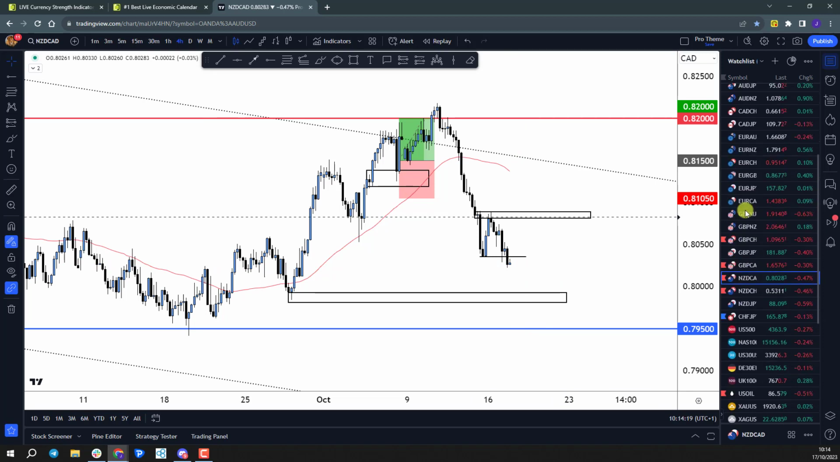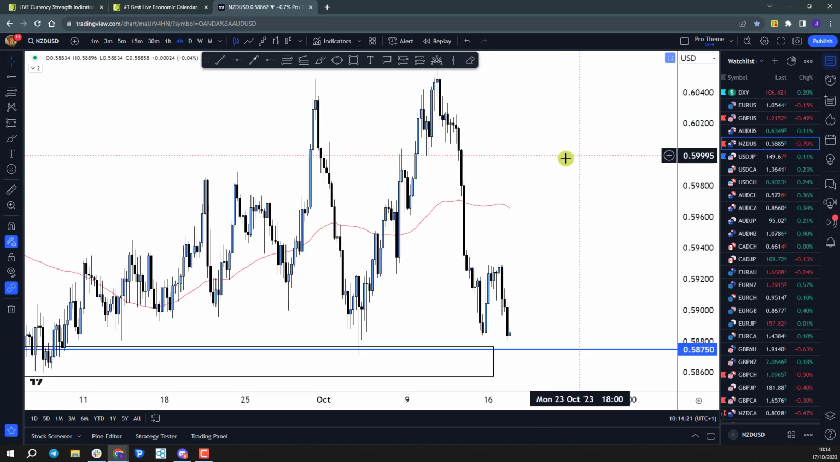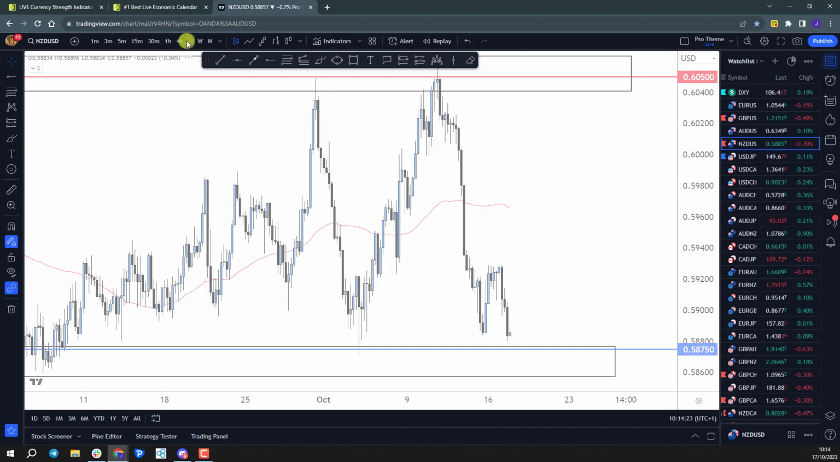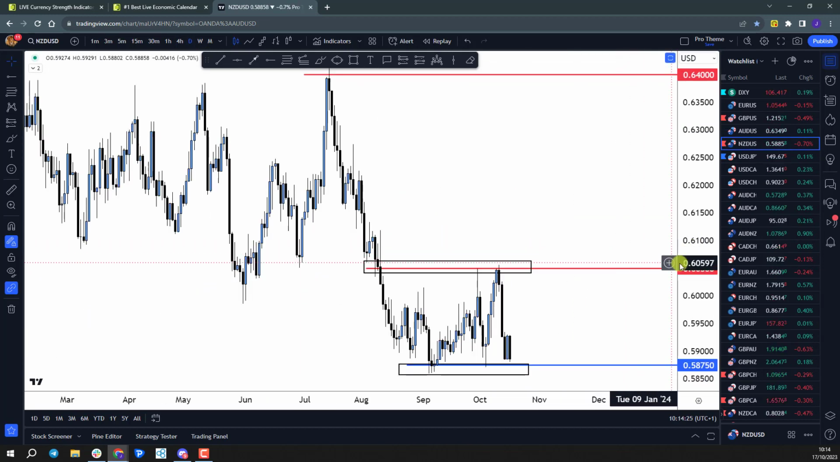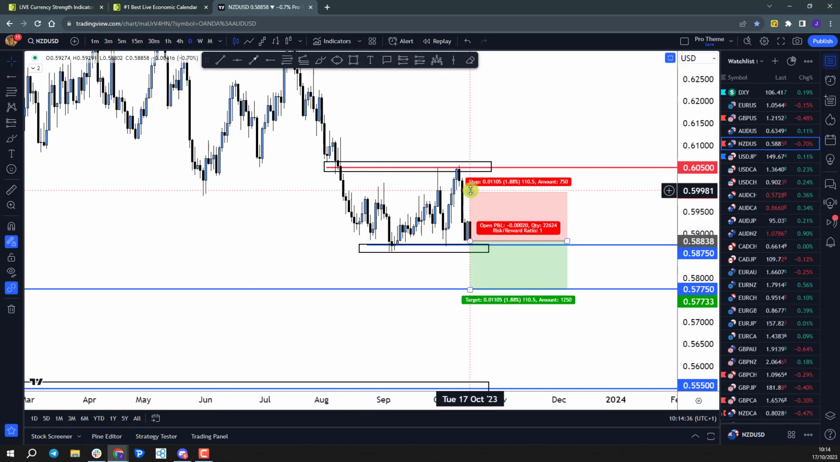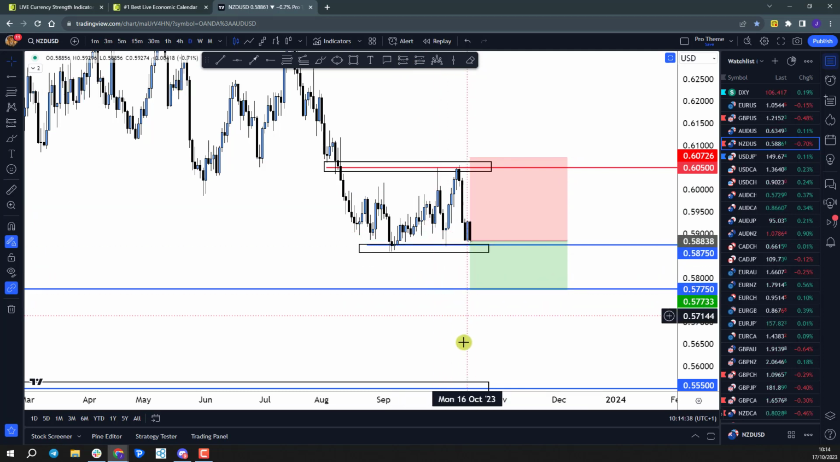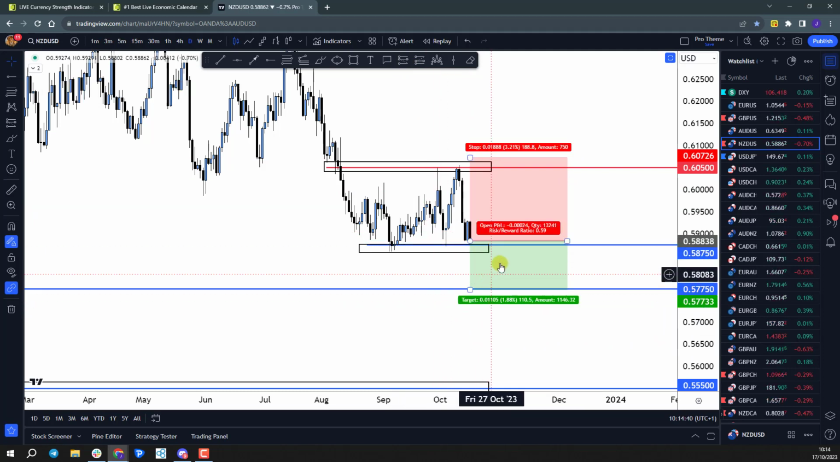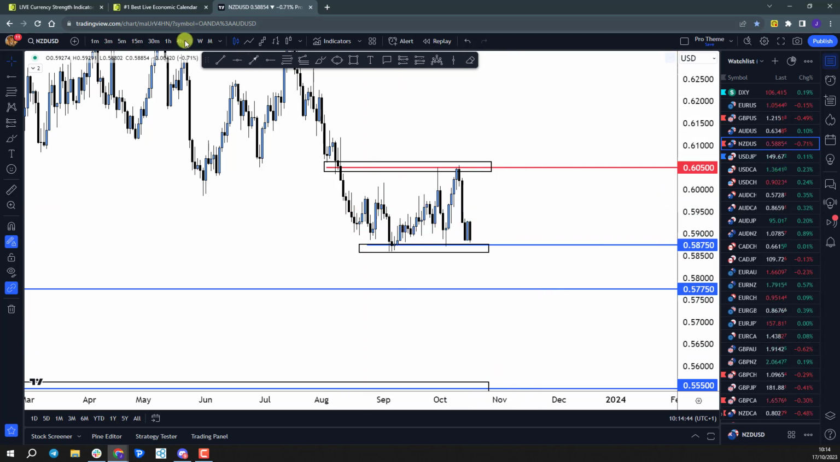Sticking with the Kiwi theme, if we go up to Kiwi dollar, I don't really like the idea of getting short here just yet. Obviously, price came back up into the 60.50, sold off. Again, we're back at lows. If I was to get short here, I'd have to have a stop loss above that high. The target then becomes negative in terms of risk reward ratio. It's not the ideal situation to be in.